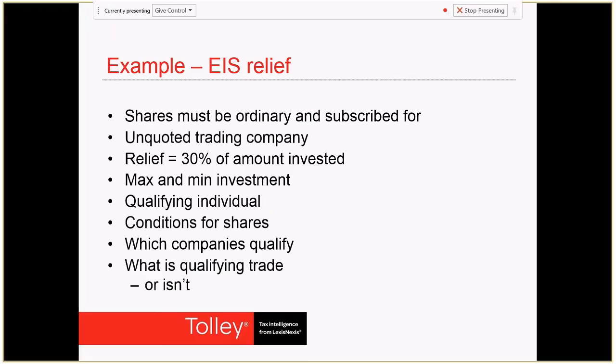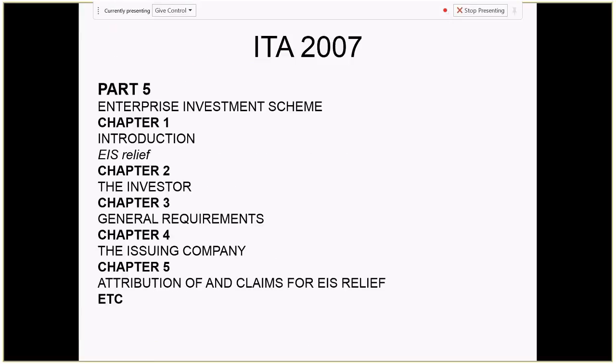So, let's take EIS Relief. EIS Relief is a tax reducer, yes? It reduces the tax bill. The main conditions for EIS Relief are it has to be the right kind of shares in the right kind of company. There's limits on the investment, limits on the person. There's lots and lots and lots of conditions going on here. Now, it's a tax reducer, so it's all to do with calculating the tax bill. So it's in the Income Tax Act, okay?